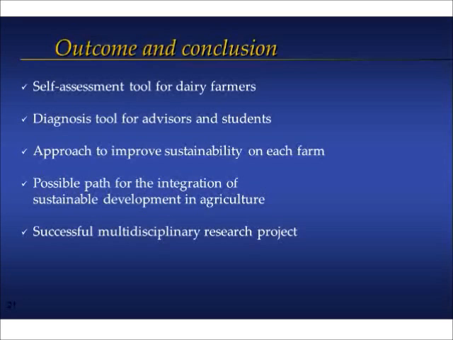If they don't fill in the questionnaire about the social aspect correctly, well, that is their problem, for the farmers and their family. That's why it's a self-assessment tool, and a diagnosis tool for advisors too, and also for students who try to concretize the aspect of sustainability, and mainly social sustainability. We built this method because we want to improve sustainability on each farm and adapt to the situation on each farm. And I think it's a possible path for the integration of sustainable development in agriculture.